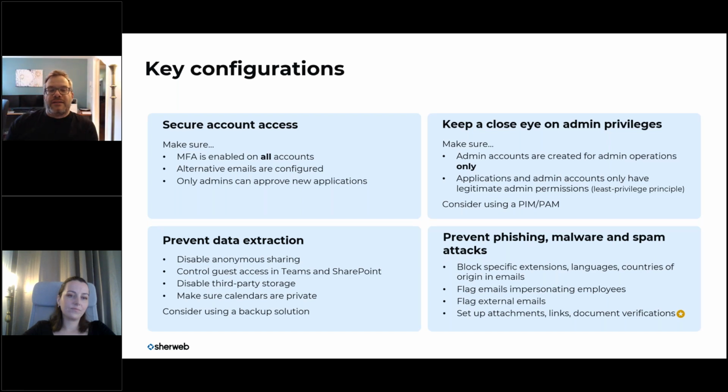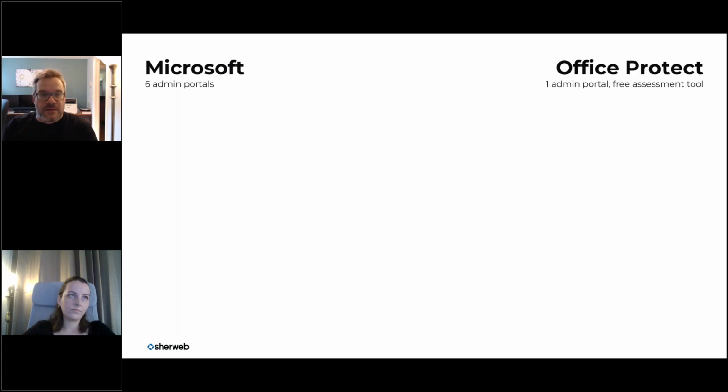We're going to look at preventing data extraction as much as possible, because that's a core component of today's security of Microsoft 365. And then we're going to see if we can help you prevent some phishing, malware, and spam attacks, as that is still the most common vector of attack and breach. Good old email, good old phishing, bad attachments, phishing links, things like that. So let's get on the practical side of it.